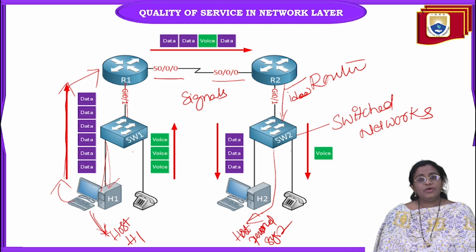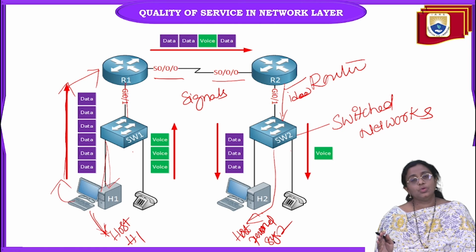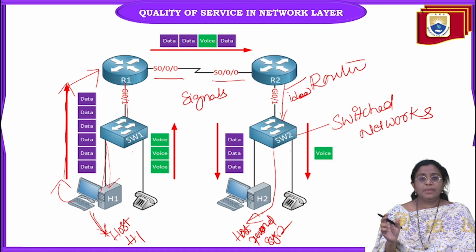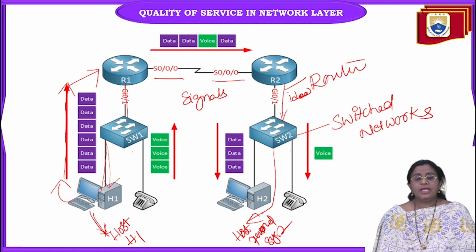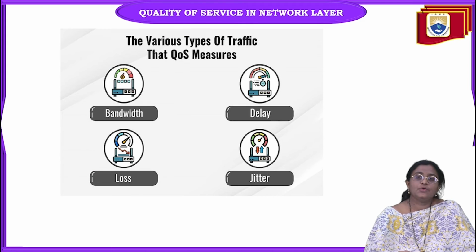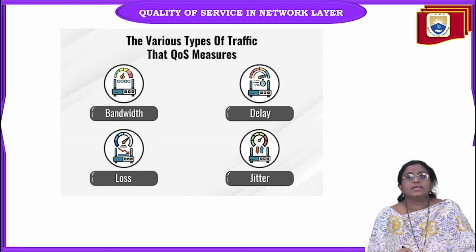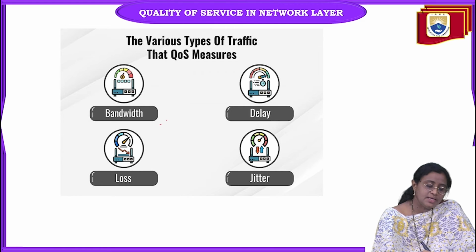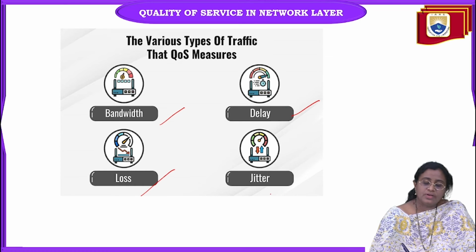That is the process of how data goes from one router to another router and is transmitted through the switched networks, many networks linked together, to our PC by means of telecommunication modem devices. Coming to this, this is a representation of the various types of traffic that QoS measures. QoS, quality of service in the network layer, measures the first one bandwidth, second delay, third loss, and fourth jitter.